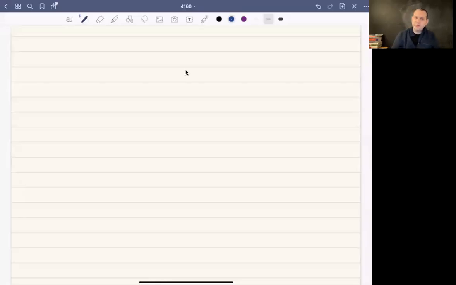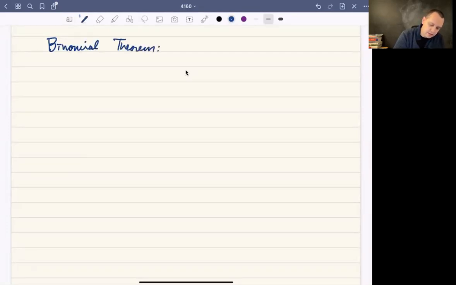So what I want to do now is talk about what's called the binomial theorem, which is one of the big insights that Newton gave to us. Sometimes it's called Newton's binomial theorem. And actually there's the classic binomial theorem, which has been known for a long time. It's known to the ancient Babylonians.